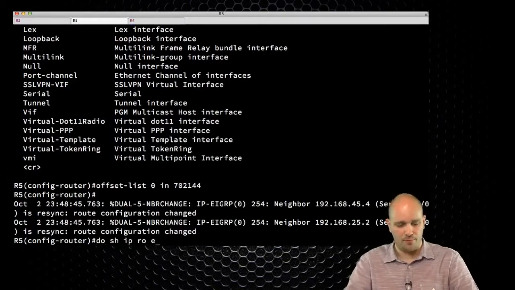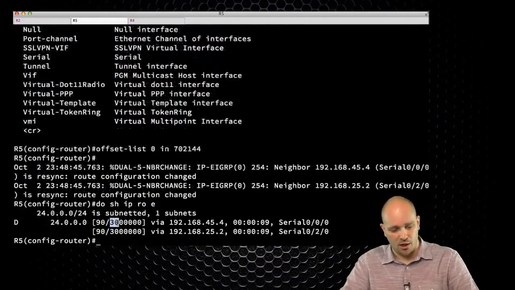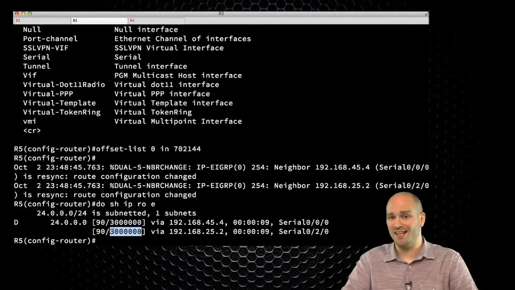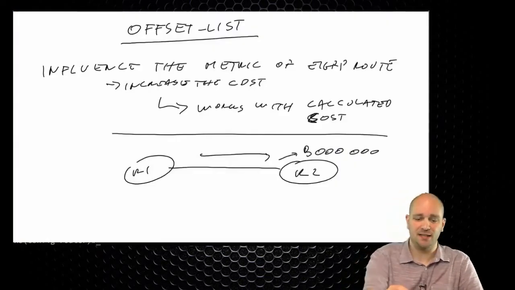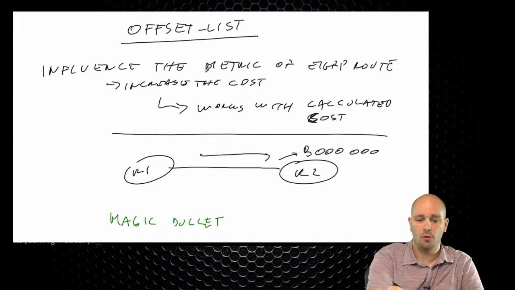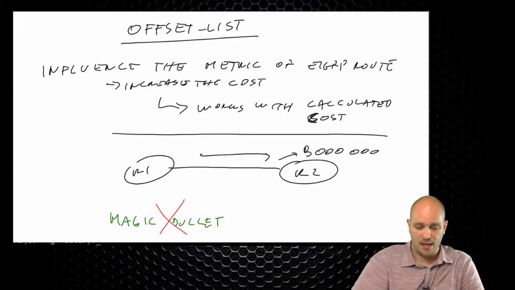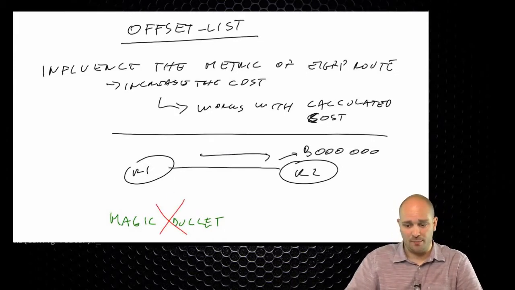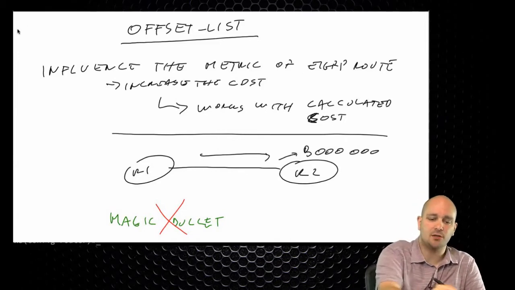So if I do show IP route EIGRP, here they are. Both of my routes are in the routing table with the exact cost of 3 million. So this offset list looks like a magic bullet. Well, as you know, there is no such thing. And offset list is not a magic bullet. Now, why is it not a magic bullet?